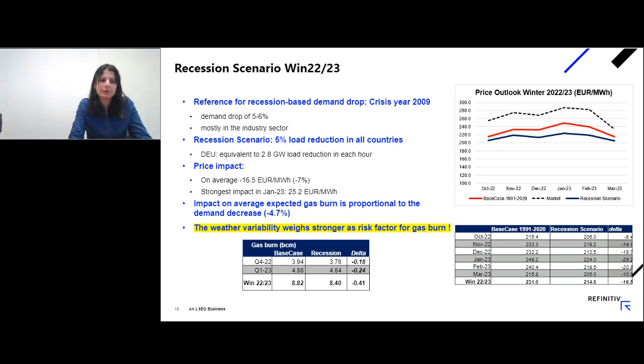Now, if we look again at the gas burn, we see that this 5% lower power demand results in a roughly proportional reduction of the gas demand of 4.7%. If you convert this back into BCM, a reduction of 5% of the gas burn means roughly 0.4 BCM of gas.